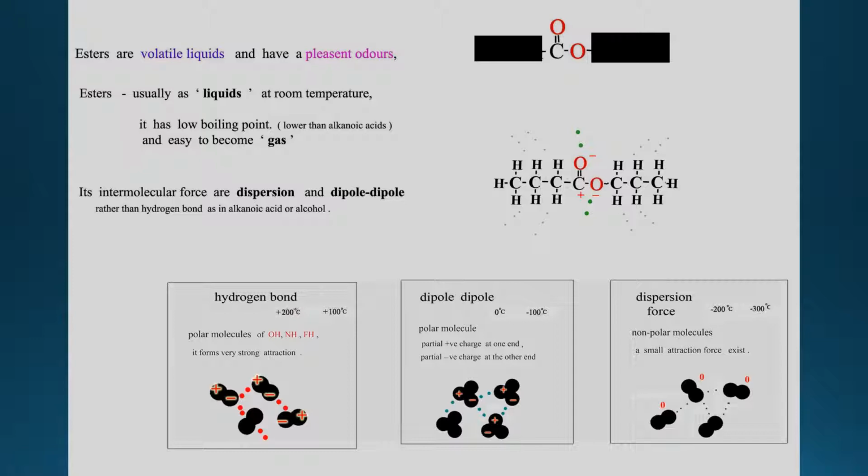And for the hydrocarbon group, they form dispersion force because it is a non-polar molecule. So esters bond with neighbor molecules through dipole-dipole and dispersion force. And these two types of bonding have a low boiling point. That's why it is a liquid that easily becomes gas at room temperature.